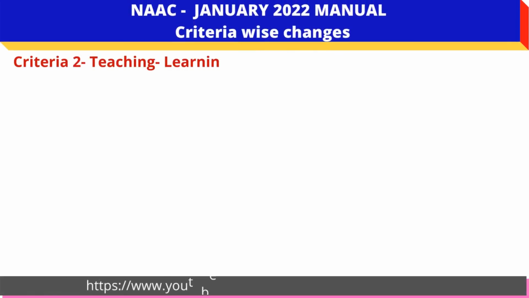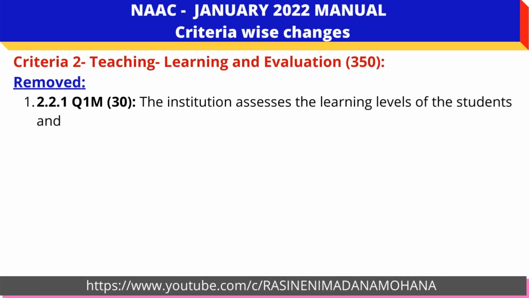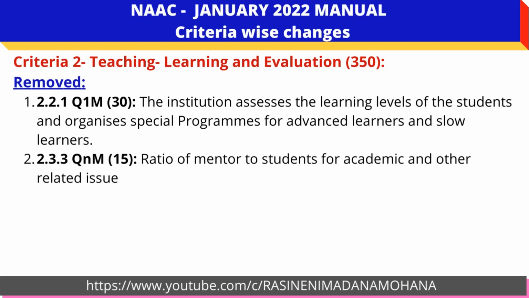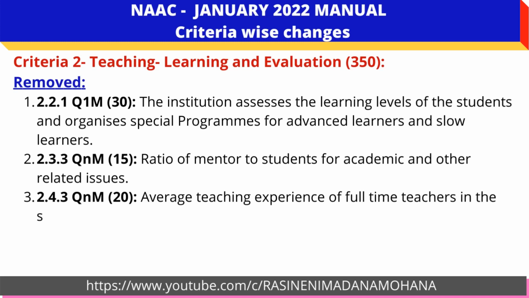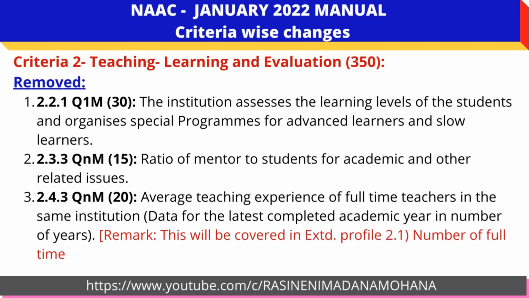Then in criteria 2, which metrics are removed? The 2.2.1, which is qualitative for 30 marks: the institution assesses the learning levels of the students and organizes special programs for advanced learners and slow learners. This was removed. Then 2.3.3, quantitative metric for 15 marks, that is ratio of mentor to students for academic and other related issues. This is also removed. Then 2.4.3, again quantitative with 20 weightage: average teaching experience of full-time teachers in the same institution. This was removed actually. But date of joining and date of leaving will be reflected in extended profile 2.1, the number of full-time teachers presently working in the institution. But this experience is removed.